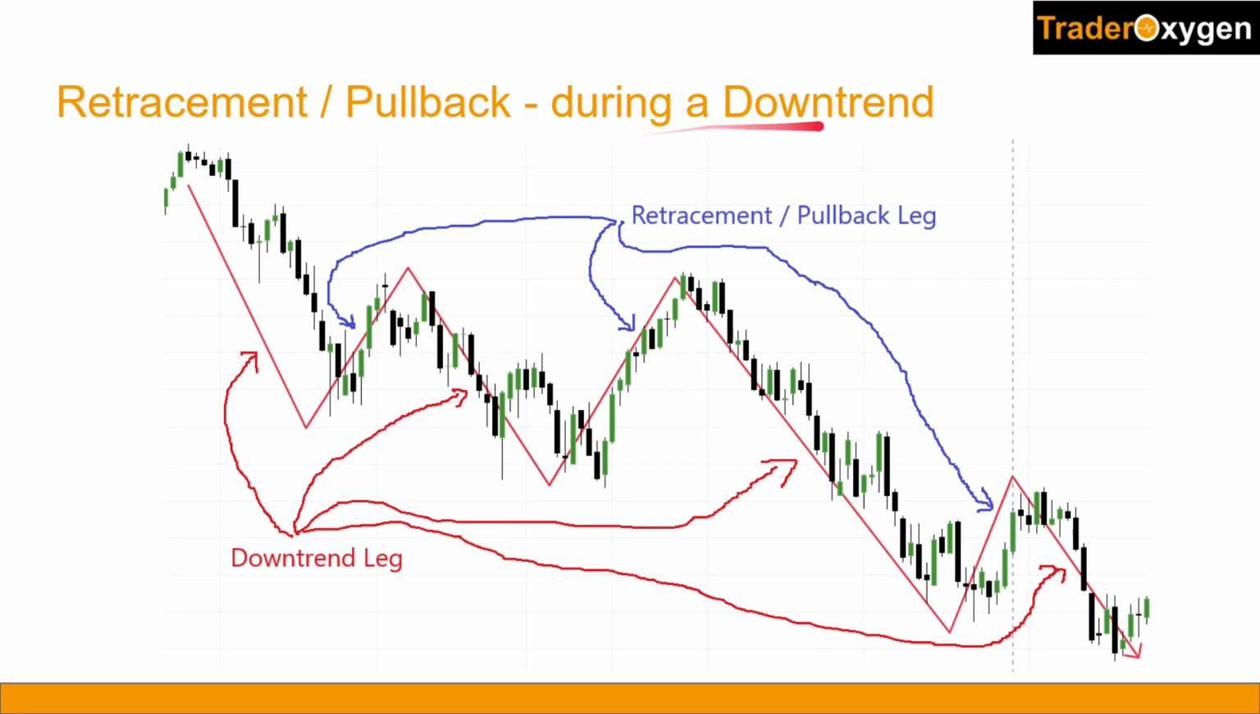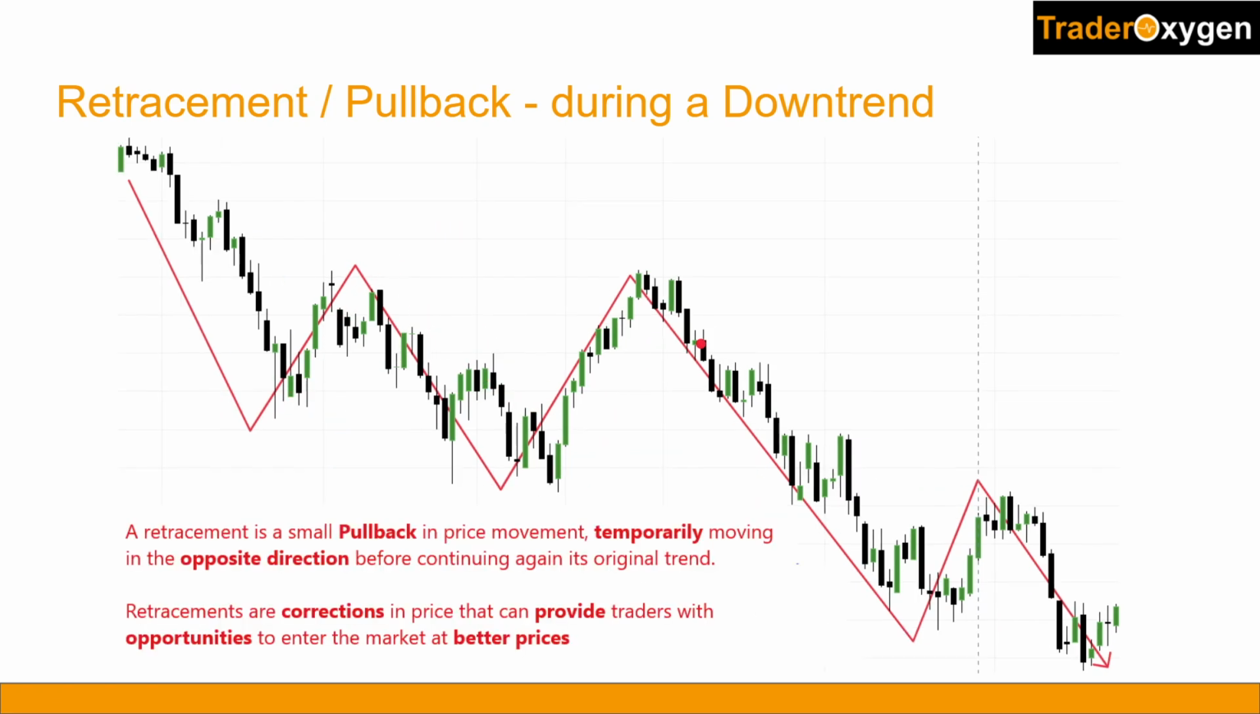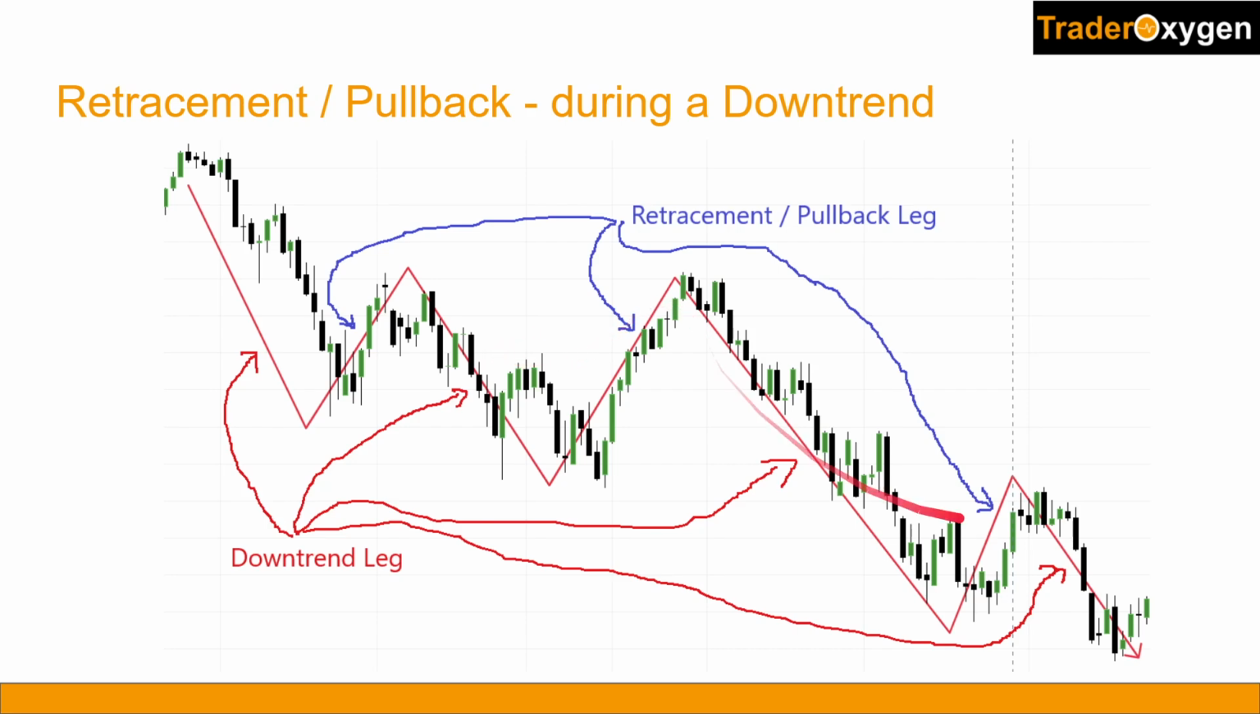This is a retracement during a downtrend. The overall price is in a downtrend, and then you can see temporarily the price is going in the opposite direction here and here. So these are the retracement legs. Retracements give traders the opportunity to enter the market at a better price, at a premium price.